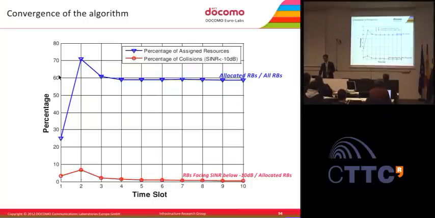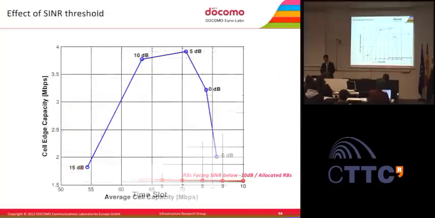And then in the next iteration, you know a bit more about the interference conditions, so you assign more resources, but then you start causing interference. So then you reduce the amount of resources, but by the third step, you're already quite at a stable state. So you have more collisions in the second time slot, but then you stabilize after 3 time slots. So this is quite good performance. You just need 3 iterations to have a stable system until your interference conditions change.